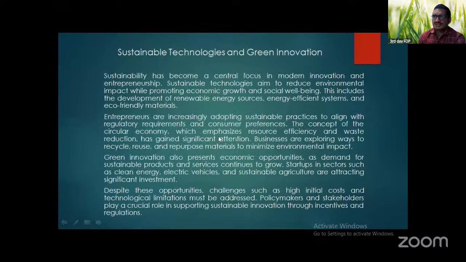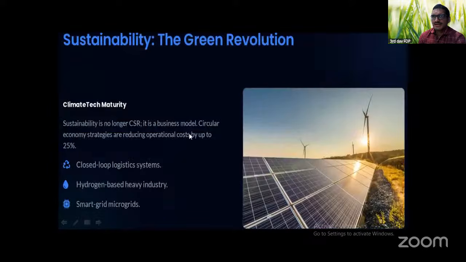Sustainable technologies. Next is how to sustain. The technology should be able to sustain itself. Nowadays you are seeing AI requires a huge amount of energy, in terms of electricity and in terms of cooling. All these things should be sustainable. Next, in entrepreneurship also, generally sustainability is no longer a corporate social responsibility. It is a business model.